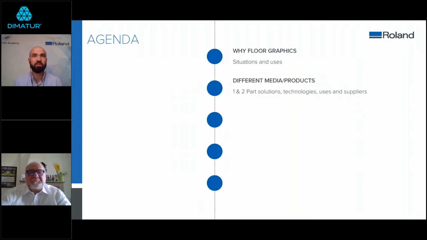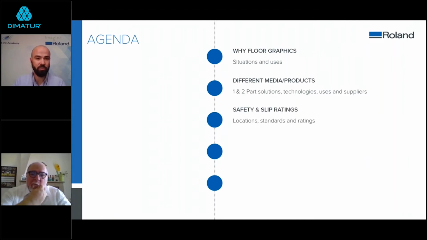Next up, we're going to talk through the different media and product types that you use for floor graphics. So we're going to be looking at 1- and 2-part solutions, the different technologies and the uses and suppliers. We're going to be talking through safety, so slip ratings, locations, standards, and ratings for your products or your graphics.